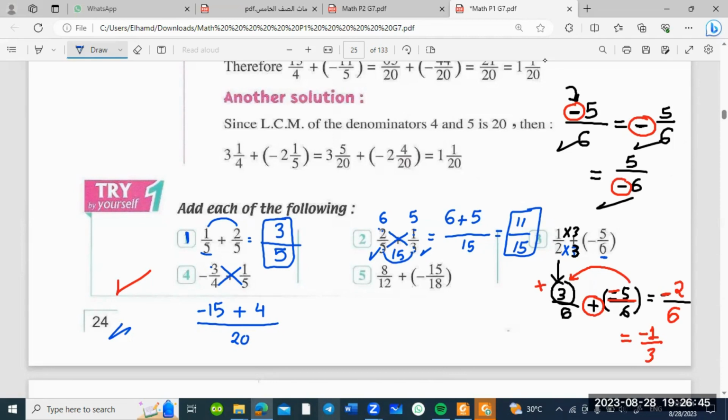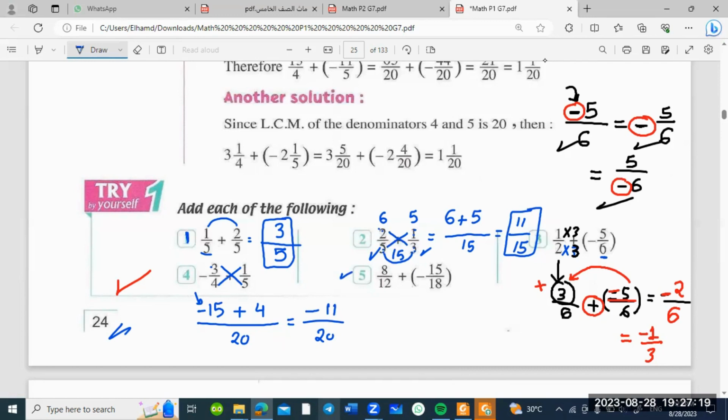Fine. What should I do after that? This is negative plus positive. Are you with me? I have negative 15 plus 4. So write the sign of the greatest number, then subtract. The greatest number is 15. Its sign is negative, so I will write negative and subtract. 15 minus 4 equals 11. So negative 11 over 20.